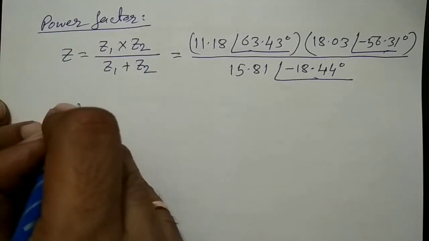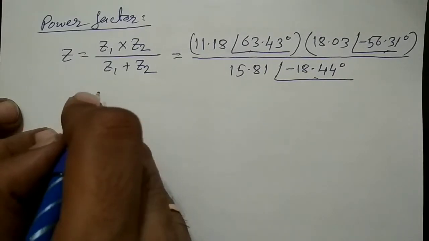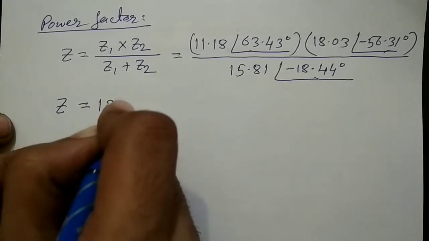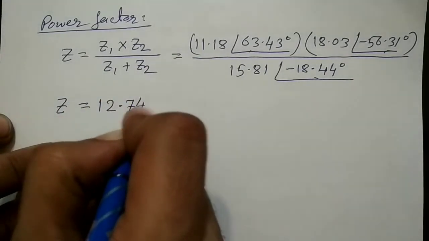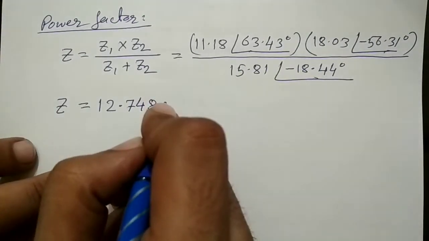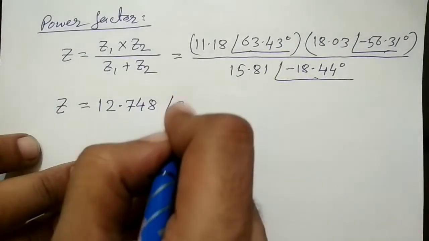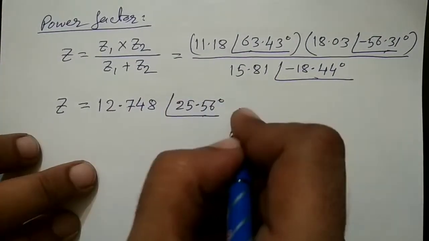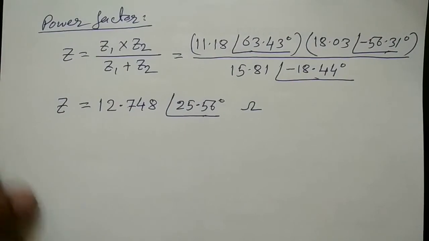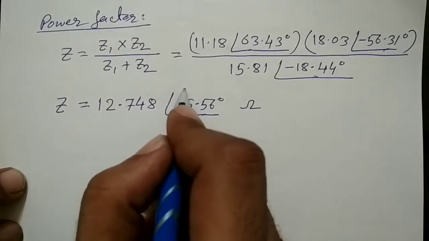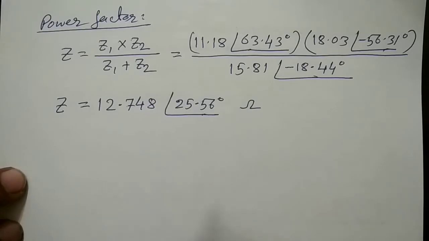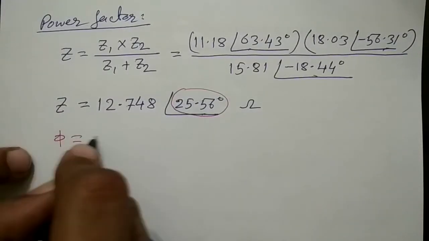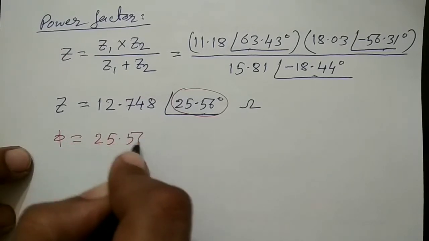After solving, the equivalent impedance of the circuit will be 12.748 ∠25.56 degrees. In the case of impedance, the angle indicates the phase angle. Here the angle of the impedance is nothing but the phase angle. So the value of phi is 25.56 degrees.